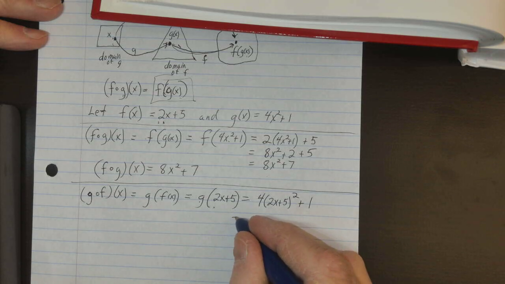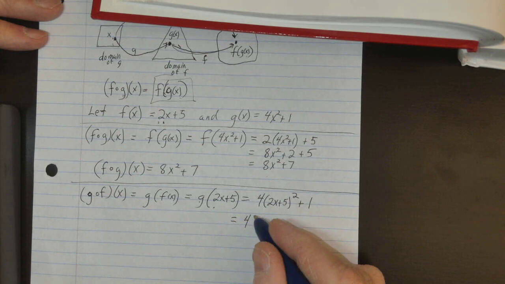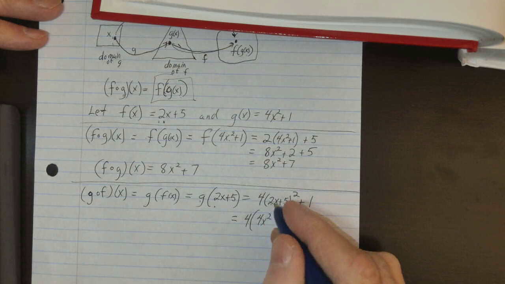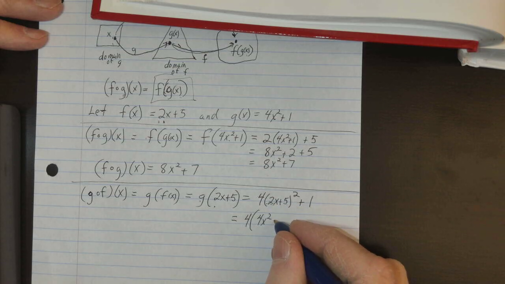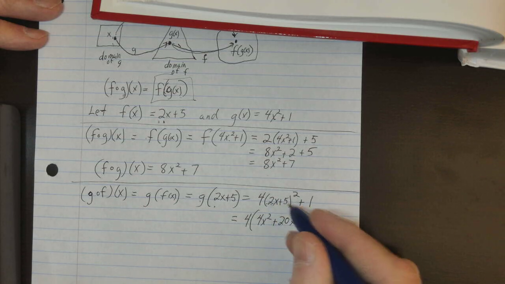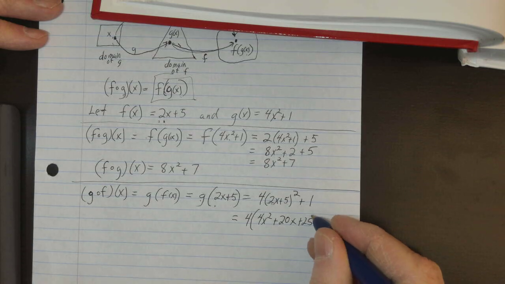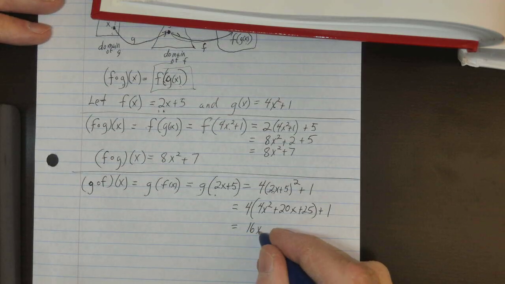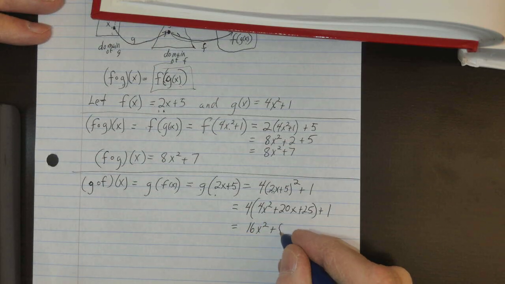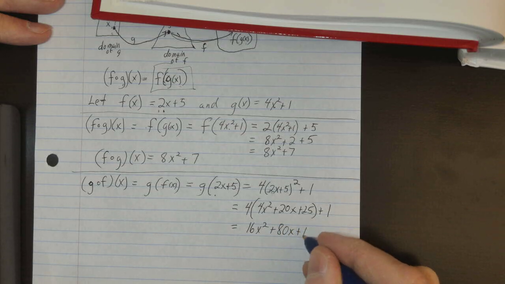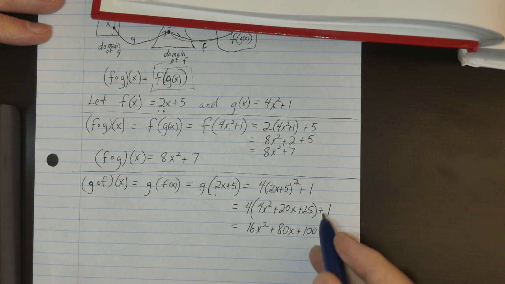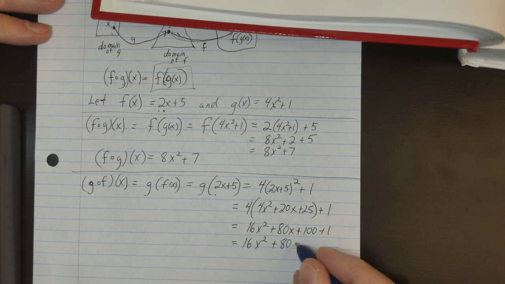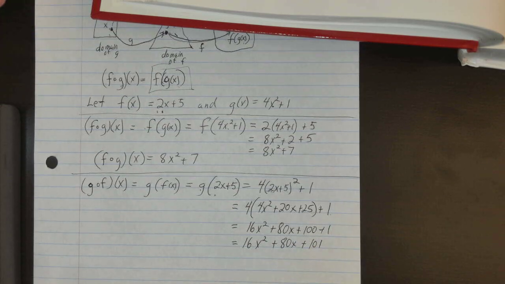So let's figure out what, I'm going to use the pattern. 2x plus 5 times 2x plus 5, that is 4x squared. 2 times 2x times 5 is 20x, and 5 squared is 25. And then I'm going to add 1 to that. And I'm looking at 16x squared when I distribute, plus 80x plus 100 plus 1. That 1's out here. And that is 16x squared plus 80x plus 101.